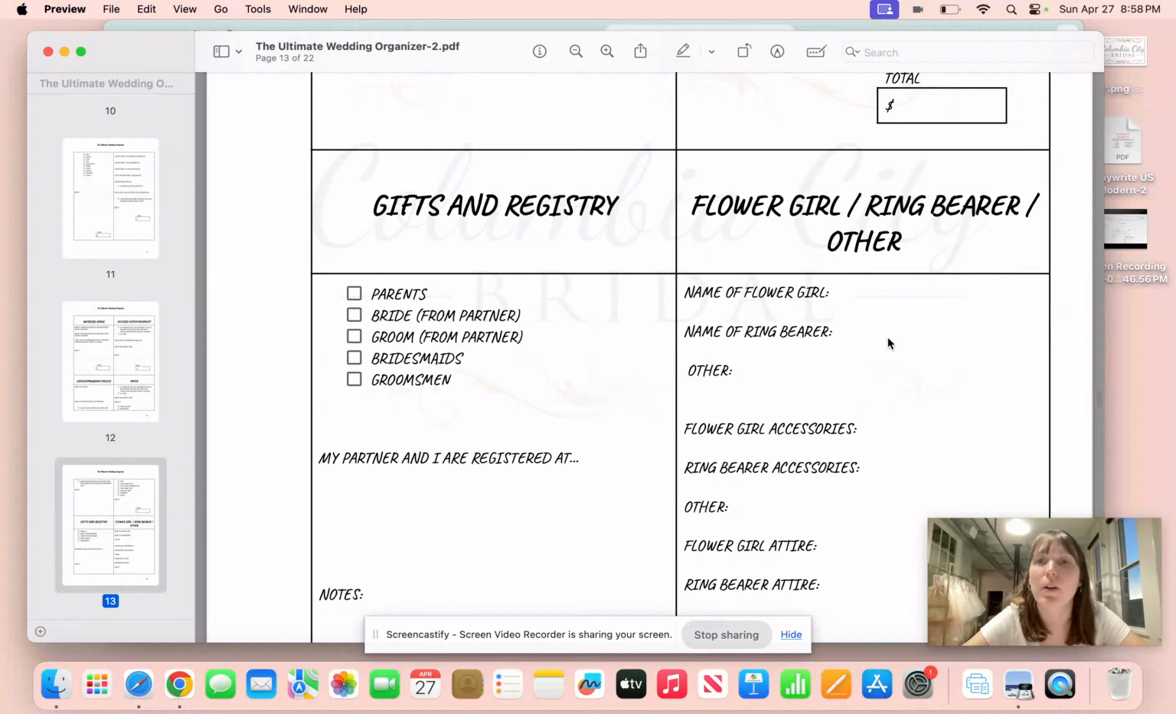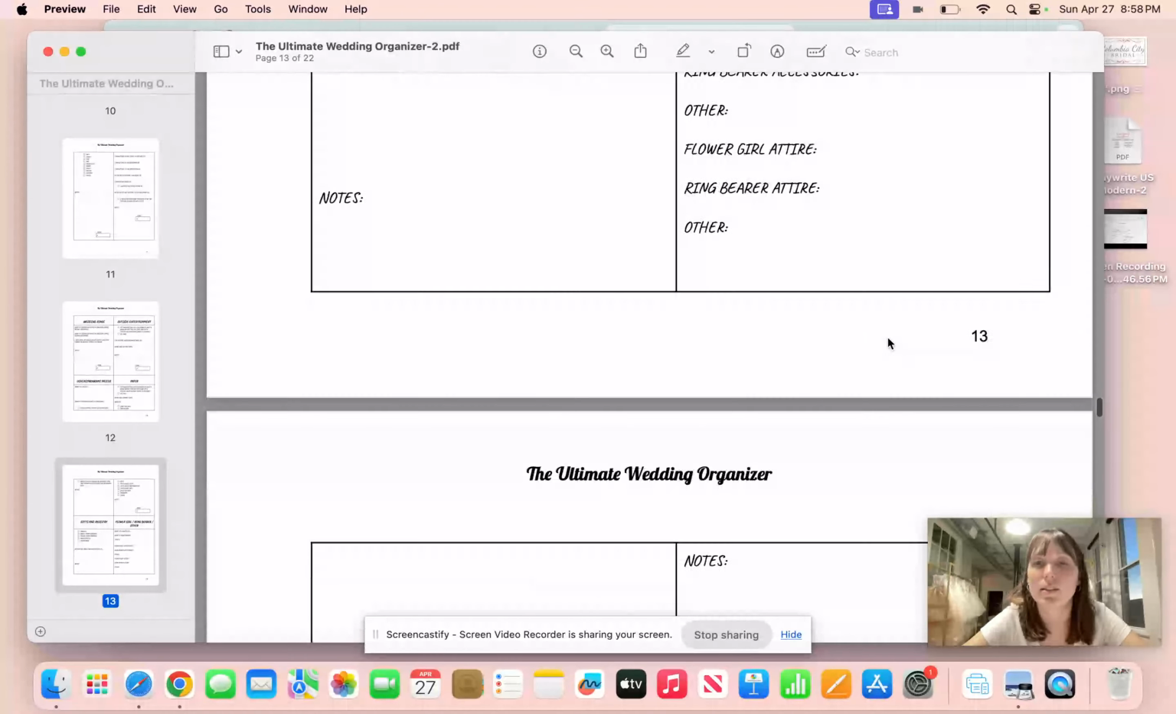Ushers, program passer, paper, gifts and registry, flower girl, ring bearer, the details for them.